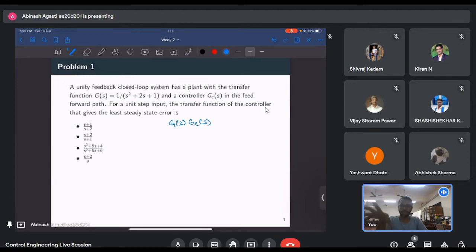So what do we have? We have a given plant, a feed forward controller, and we are being given a unit step input. So what kind of controller among the following options will give us the least steady state error? For answering that, we need to find out the steady state error for a general open loop transfer function. So tell me the formula for the steady state error in terms of the error constants for a step input.